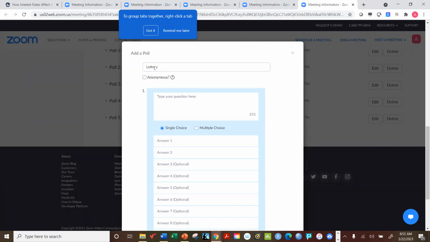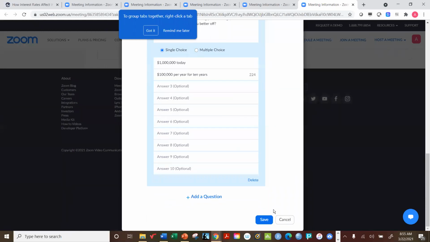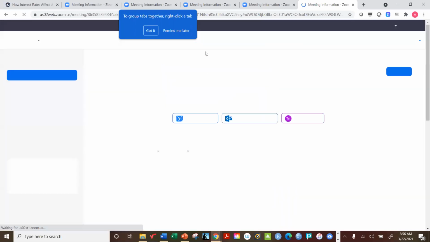Here we go. So if you are planning on investing your winnings, which of the following would make you better off? Okay. $1 million today or 100,000 per year for 10 years. All right, let's find out what everybody thinks.